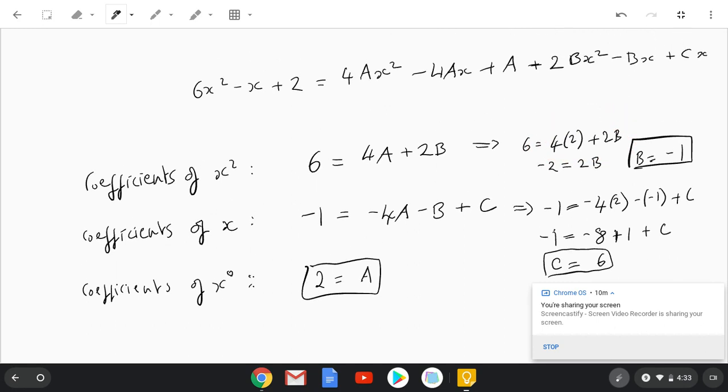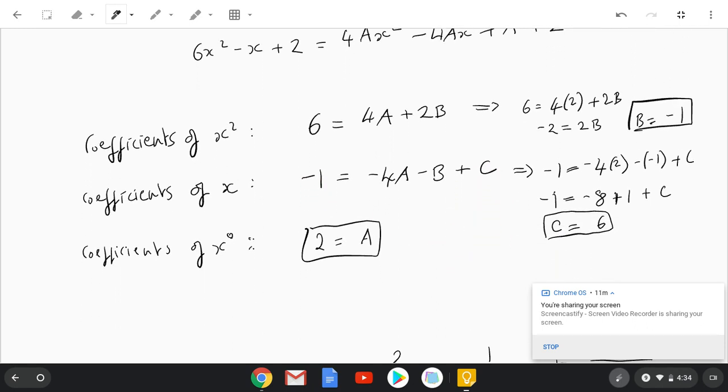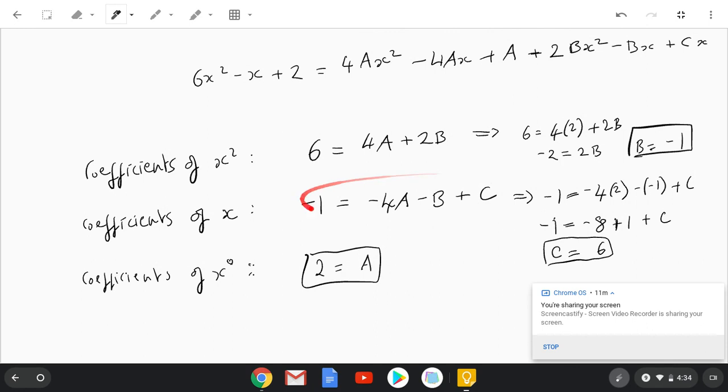The next one is the coefficient of x, which is x to the power of 1. That's minus 1, there's a minus 1 next to the x. So we put minus 1 here, and then on this side, that's minus 4a. So I'll put minus 4a here, and then the next coefficient of x is minus b, and then plus c as a coefficient for the final expression here. So we've got another expression that's going to help us in just a moment.